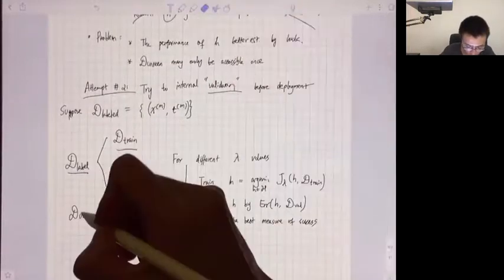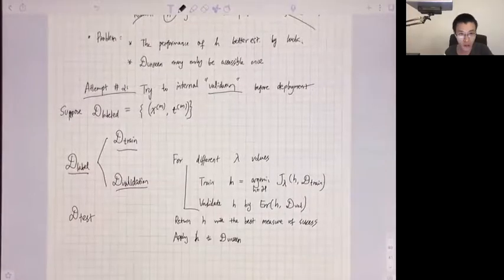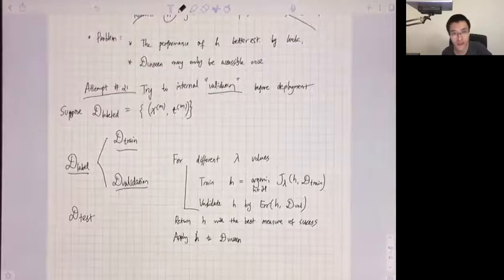And this is known as the D-test. So my unseen data, now I call it D-test. And my labeled data, which was used to train my model, is now split into two parts. One is the D-train, on which I train my model, and the other is the D-validation, on which I tune my hyperparameters.